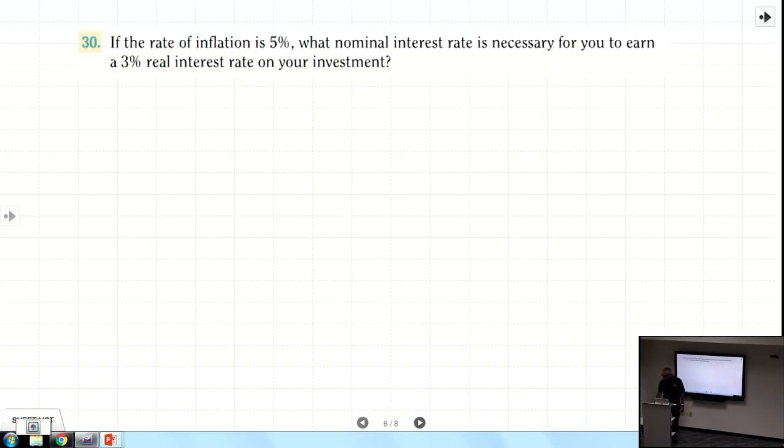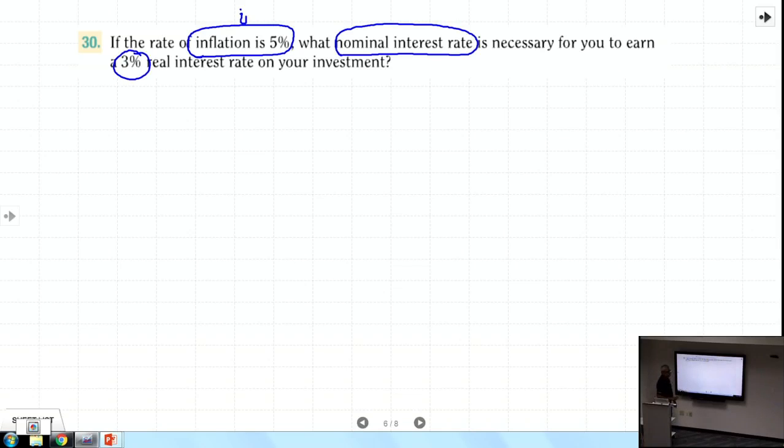Question number 30 is about inflation and effective real interest rates. So the problem states that the inflation rate is 5%. So that's inflation, I. What is the nominal interest rate necessary for you to earn a 3% real interest rate?